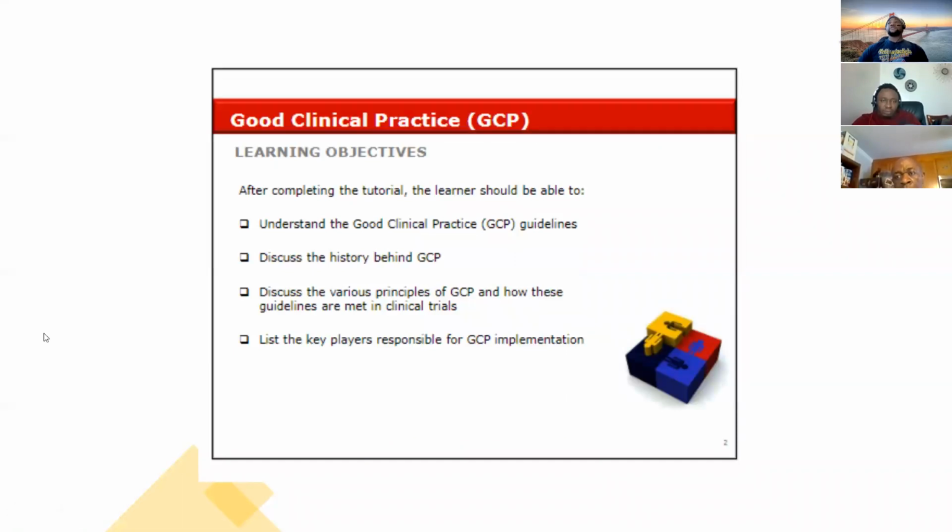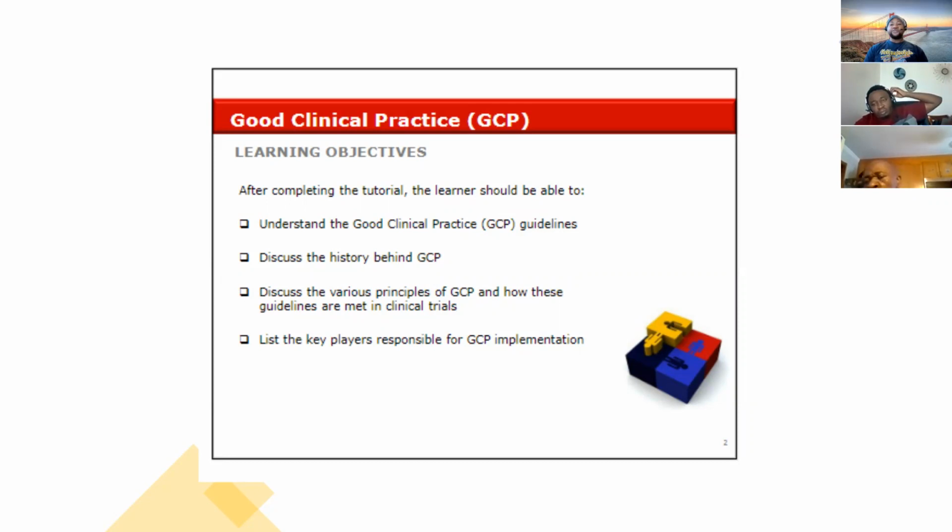So the learning objective of this class is to understand good clinical practice guidelines, discuss the history behind good clinical practice, discuss the various principles of good clinical practice, and how these guidelines are met in clinical trials. From this point moving forward, remember that in the first module we talked about the basics: drug discovery, preclinical, phase 1, phase 2, phase 3, and the different new phases that have come up. From this point forward, these are the most important components when it comes to clinical research practice and participation.